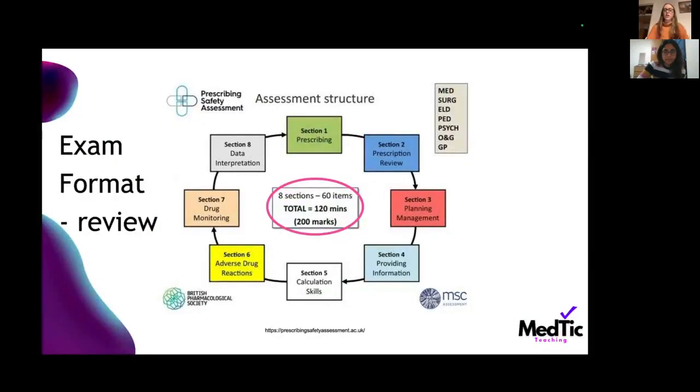So next slide. So this is just a little overview of what the PSA includes. It's a 2-hour exam with 60 questions that are broken up into different types of questions. I've stolen this graphic from the PSA's website. Basically, you're going to have some prescribing, some reviews of prescriptions, planning management, information giving, calculations. You can look at drug monitoring and adverse drug reactions, and then some data interpretation at the end, and it will cover a wide variety of specialities to prepare you for F1.